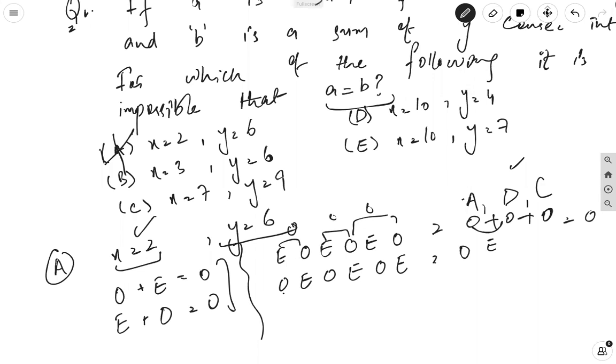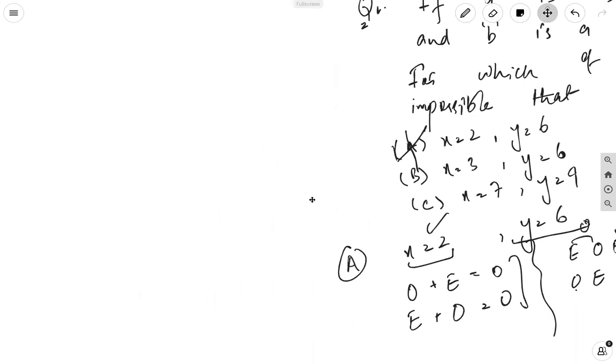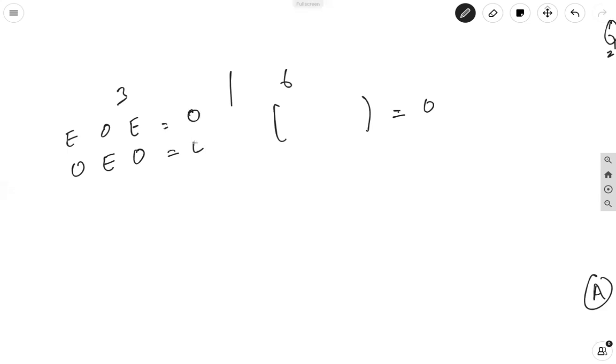The other one is 3 and 6. This could be even, odd, even, or odd, even, odd. And we have discussed that for 6, it is always odd. So in the first case, this is odd. In the second case, this is even, right? So this could be equal in one case and could not be equal in another case.